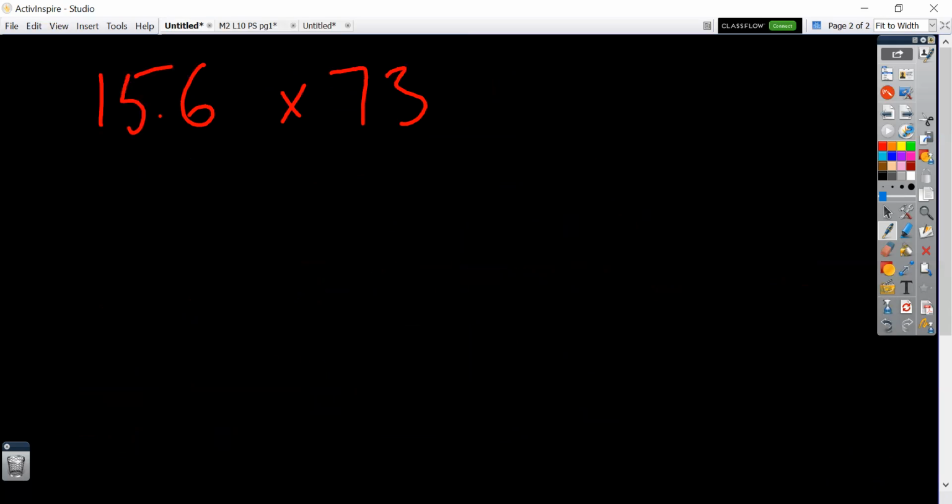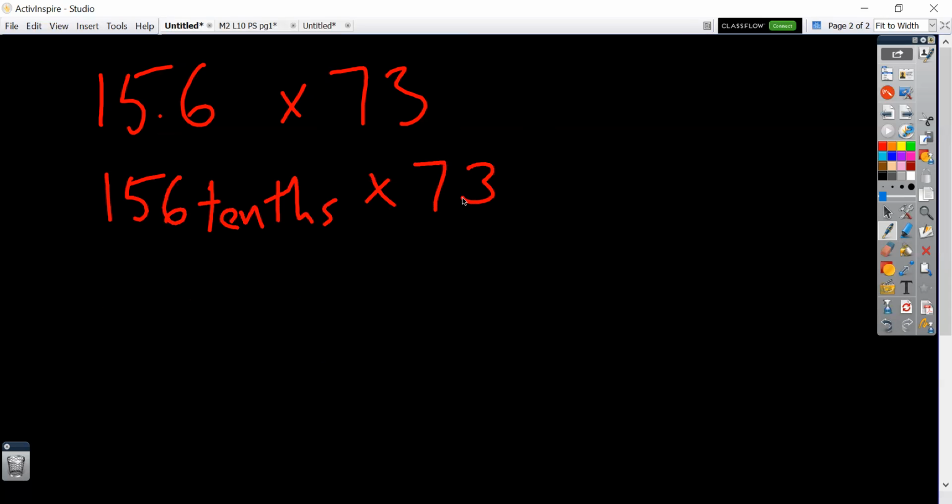Well, remember, the commutative property allows us to change the order of the factors if we need to. But let's convert our decimal into unit form. Well, 15.6, if we jammed all of those digits into the lowest place value of tenths, it'd be 156 tenths. And we're multiplying that by 73. Well, once again, we took an expression that is a little scary because of the decimal, and made it very simple, something that we've been able to be successful with already in these last weeks.